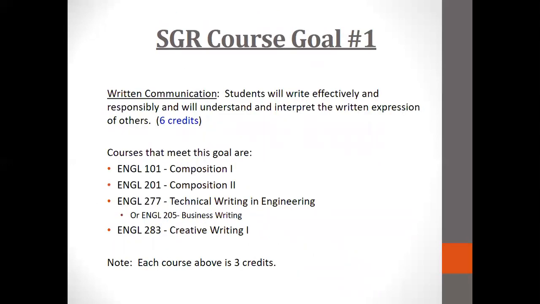So we're going to talk about the 6 SGR goals, the general goals that have to be hit when you go to a university. Your SGR goal number 1 is your written communication. So students, this is just the standard that gets met. Students will write effectively and responsibly and will understand and interpret the written expression of others.